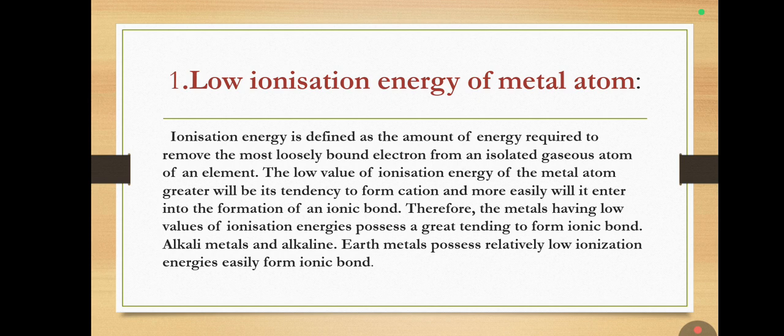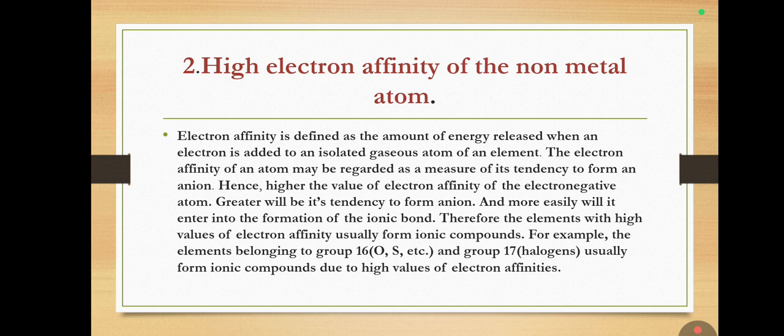The lower the value of ionization energy of the metal atom, the greater will be its tendency to form a cation and the more easily it will enter into the formation of an ionic bond. Therefore, metals having a low value of ionization energy possess a great tendency to form ionic bonds. Alkali metals and alkaline earth metals possess relatively low ionization energy and easily form ionic bonds.